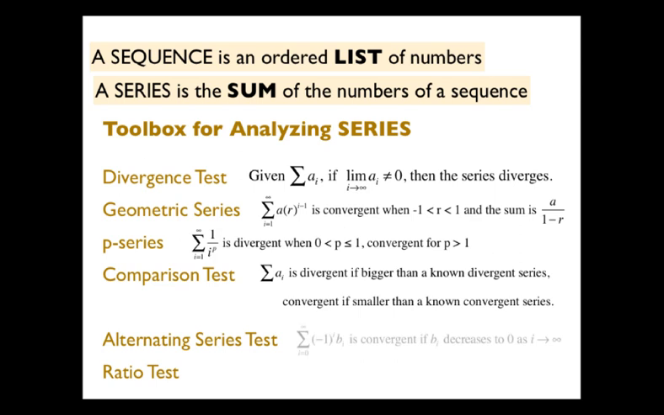Alternating series test we did last time. If the positive version of all the terms decreases to 0, then that's all we need. All we need is the positive terms decreasing to 0, and then the alternating effect will make the sum convergent. Okay, ratio test is what we're going to do today. All right, so you've got to have these memorized.